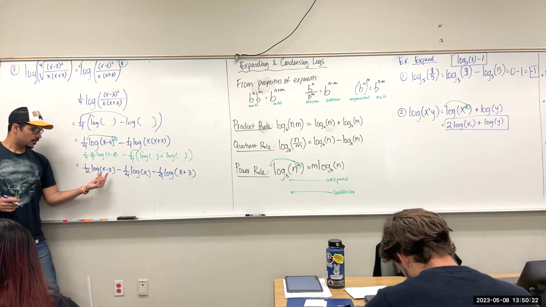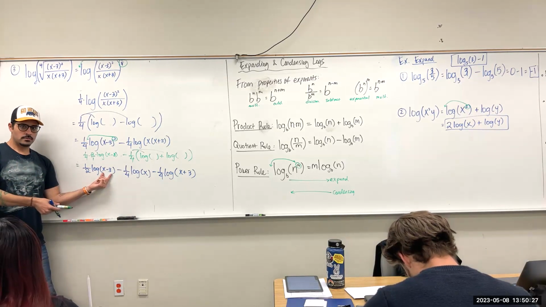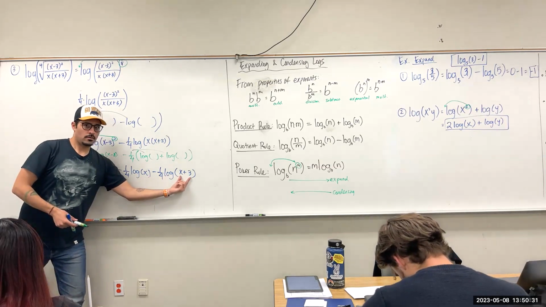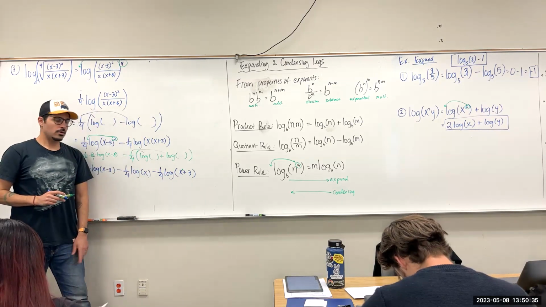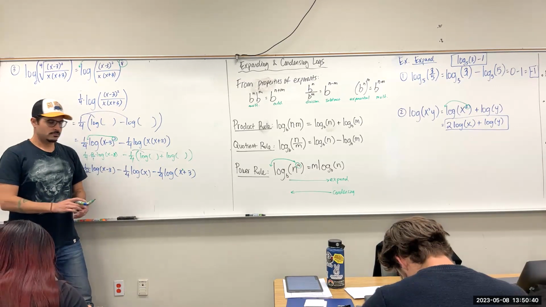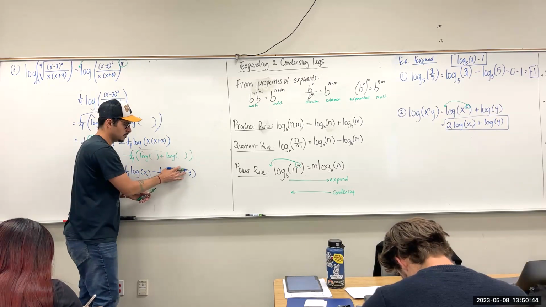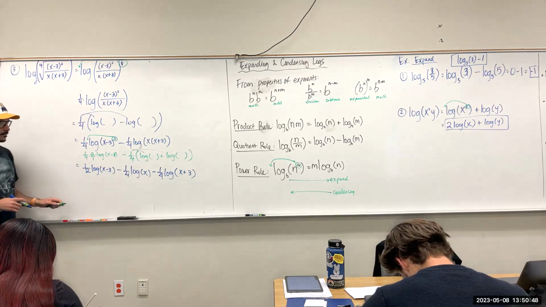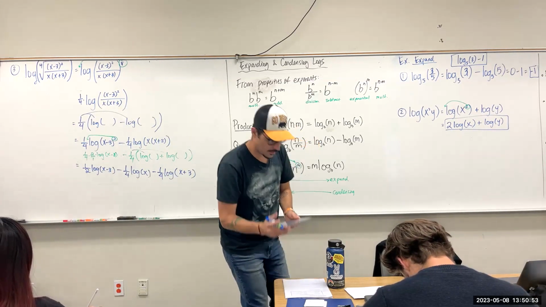So then I look inside this log: is there a product, a division, or a power? No, no, and no. Even if this had a power, that wouldn't work because that is not the whole thing. And I can't separate it because it's a plus, not a product. So that's where it's going to get tricky, okay? I don't want to move any of the stuff I did here.